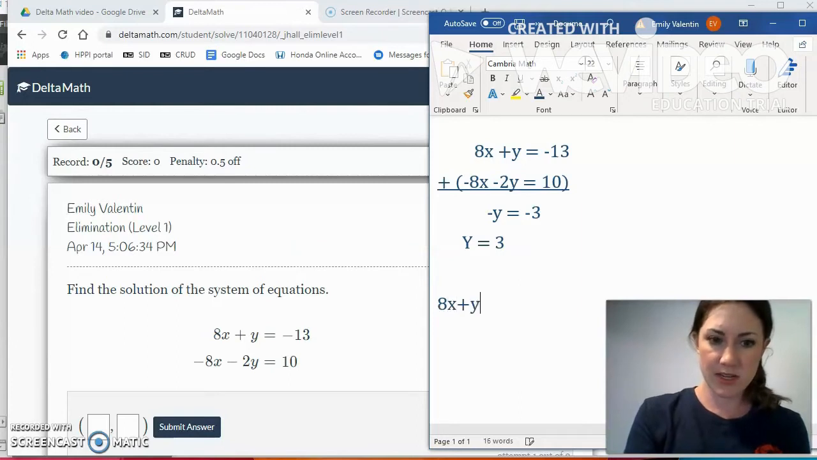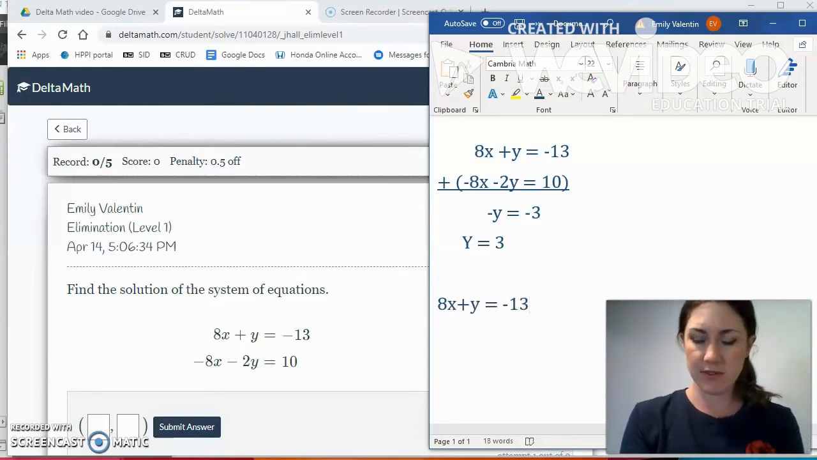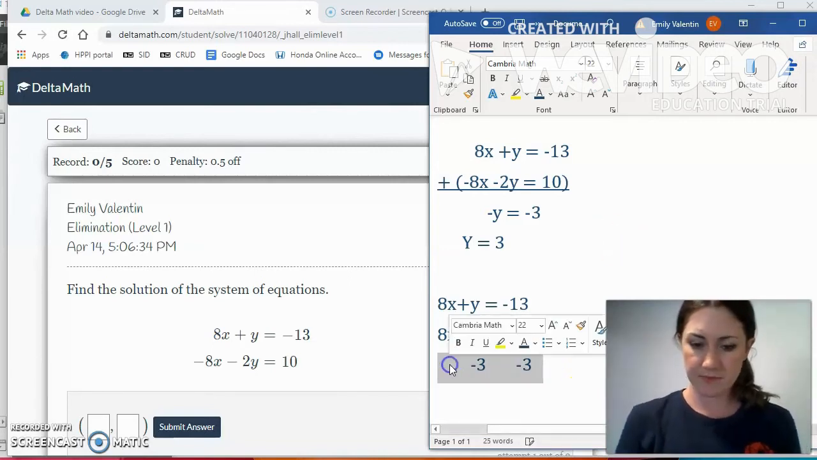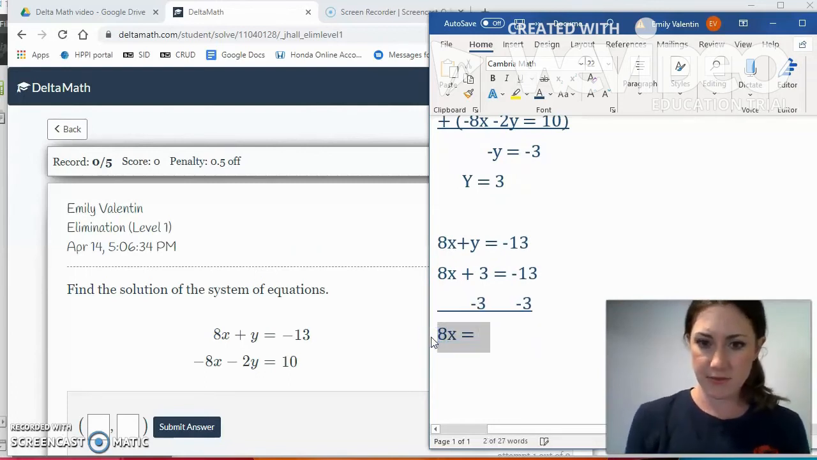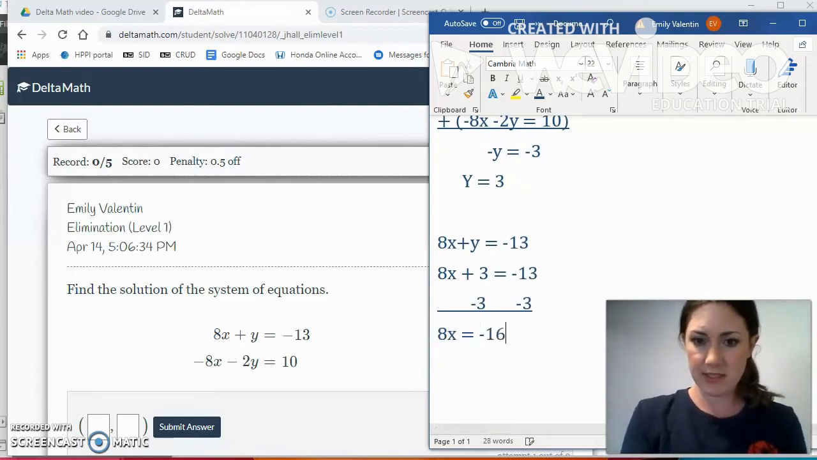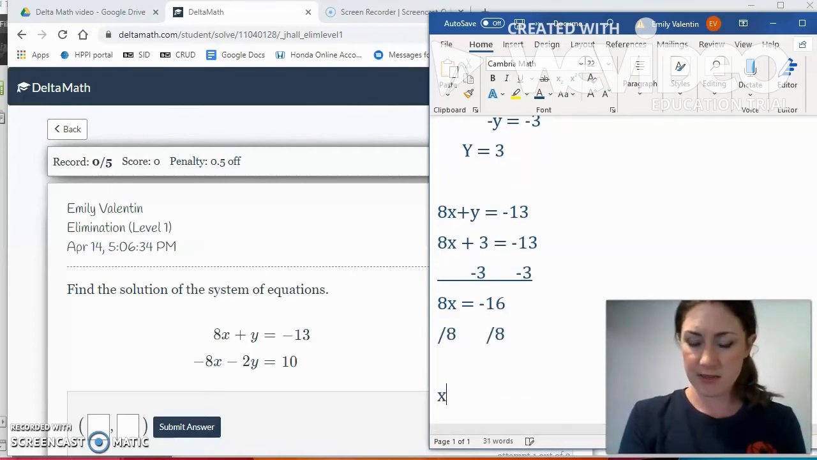Not going to be quite as straightforward as the last two examples. So I'm going to take that top equation and then I'm just going to substitute 3 for y and then just solve for x. So start by canceling out that plus 3 with a minus 3 on both sides. Okay, and that leaves me with 8x equals negative 13 and negative 3 makes negative 16. And then if I divide both sides by 8, it's going to give me x by itself on the left. Negative 16 divided by 8 is negative 2.